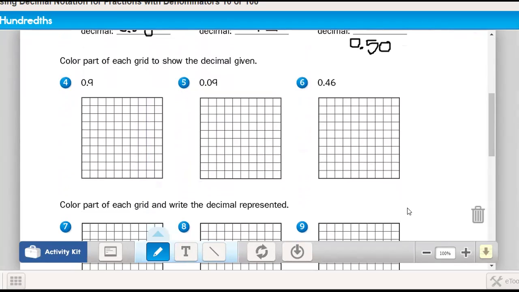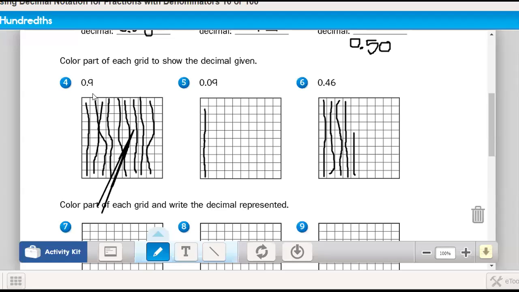I'll have you pause the video, do this, then unpause to check numbers 4, 5, and 6. Okay, so 9 tenths. So we fill in all but the last row. The next one, we only do 9 of our 100 because there's 0 tenths, so we don't even have a full one, and then 9 hundredths. 4 tenths, so 1, 2, 3, 4, all the way down, and 6 hundredths, 1, 2, 3, 4, 5, 6.